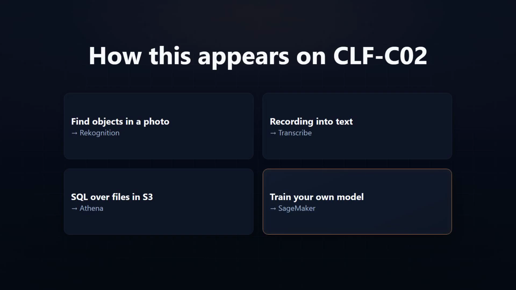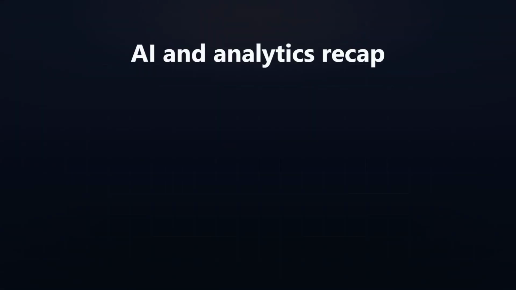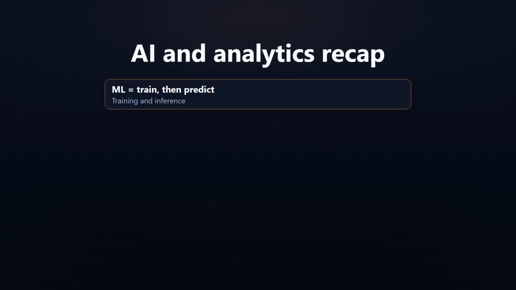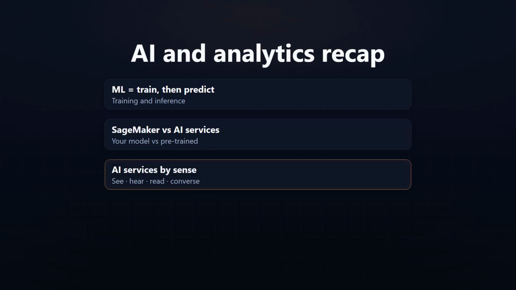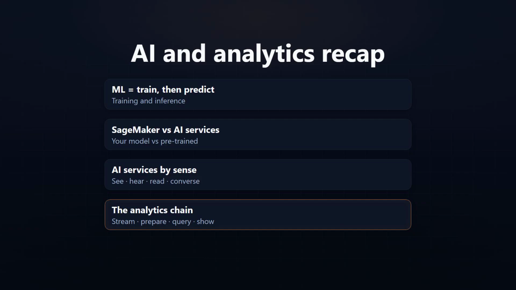Let's lock it in. Machine learning trains on data, then predicts. SageMaker builds your own model. The AI services come pre-trained. Those services split by sense, seeing, hearing, reading, conversing. And analytics streams data in, prepares it, then queries and shows it.